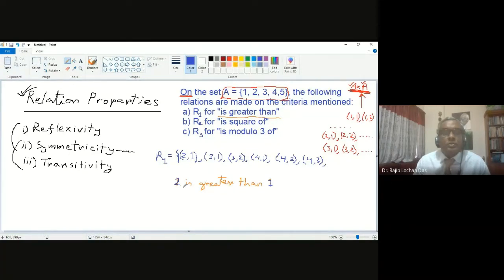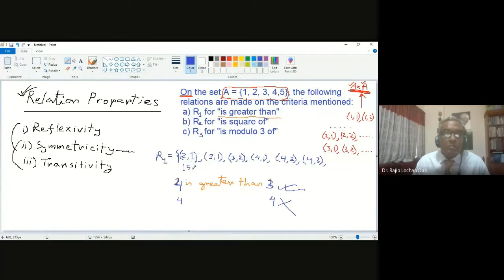Okay, so 4 comma 1, 4 comma 2, 4 comma 3, these are okay. But if you think about 4 comma 4, it is not. So go with 5 now. What can you get for 5?